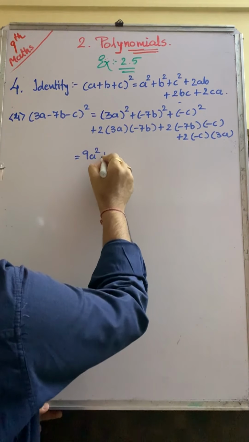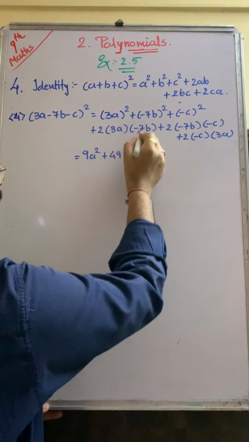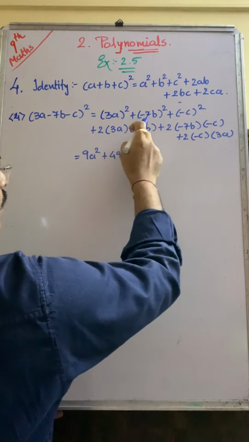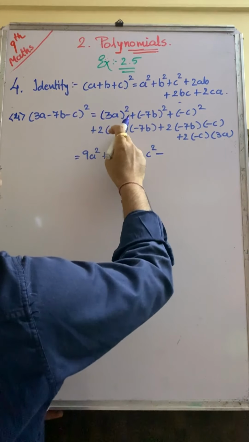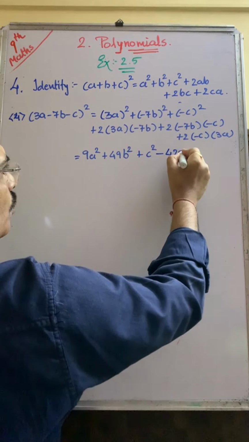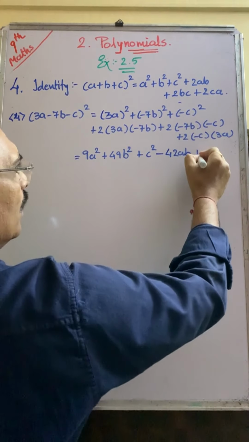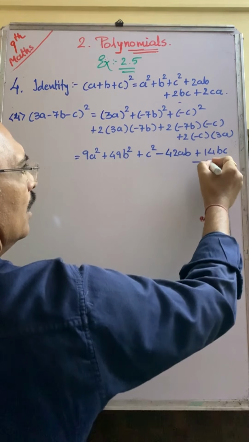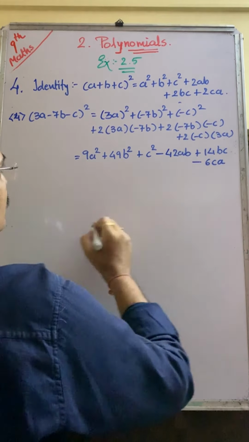9a square, 7 7s are 49b square, minus square is plus, minus square is plus, plus minus minus, 3 2s are 6, 6 7s are 42ab, minus minus plus, 7 2s are 14bc, plus minus minus, 2 3s are 6ca.